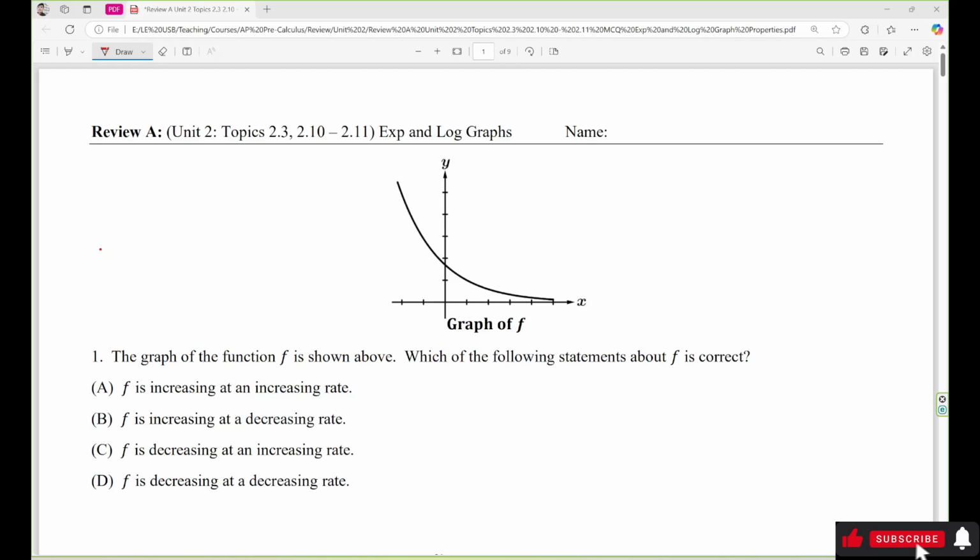Hello everyone, in this video we're going to review AP Precalculus topics 2.3, 2.10 and 2.11, exponential and logarithmic graphs.